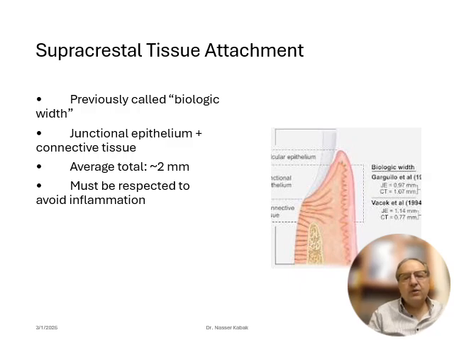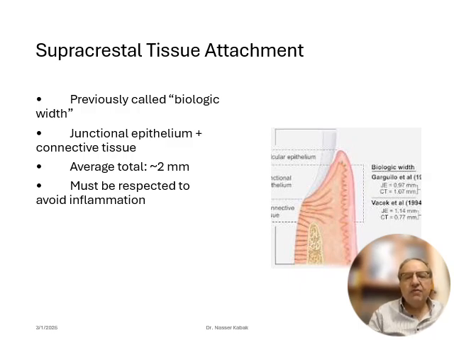So this biologic width consists of the sulcus, which is around 1 millimeter, then the epithelial attachment, also 1 millimeter, and finally the connective tissue attachment, another 1 millimeter. If you join them, these structures constitute 3 millimeters. In other words, the margin of the restoration should be at least 3 millimeters away from the bone in order for these tissues to live in health and in good condition.